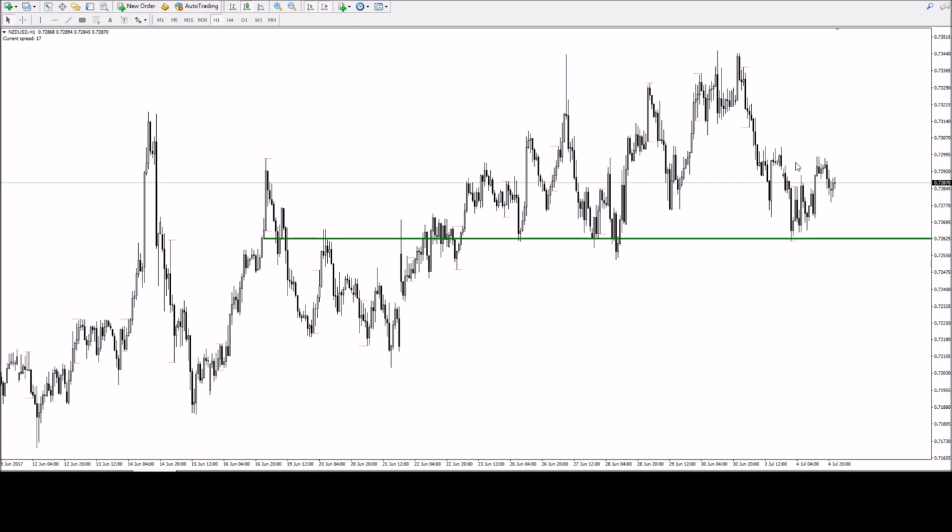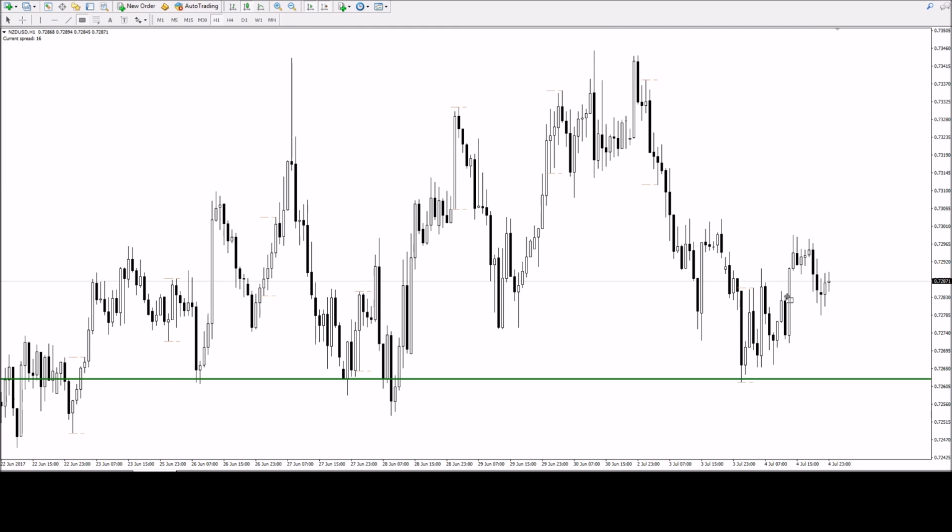So we've come down, took out these stops, took out these stops into this support here, moved up, broke that structure high. Now I'm thinking this could actually be the bottom, and obviously target one here. I believe this could be happening. There'll be plenty of opportunities to get on board.